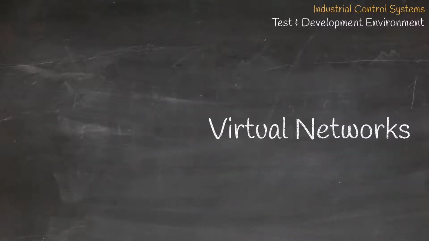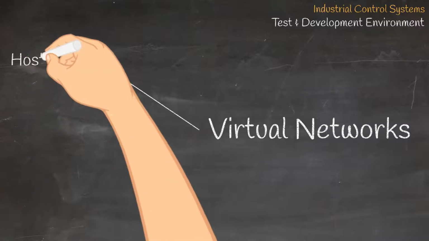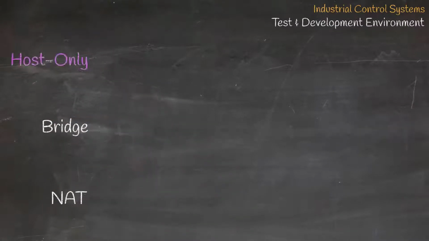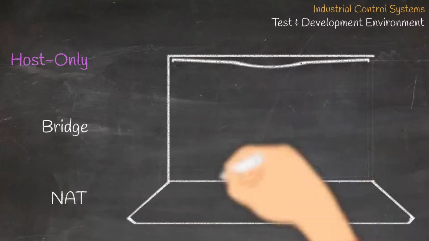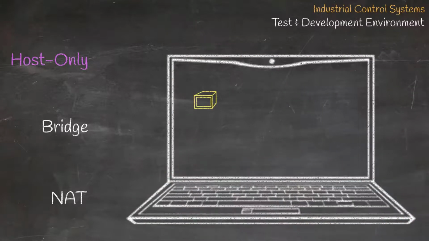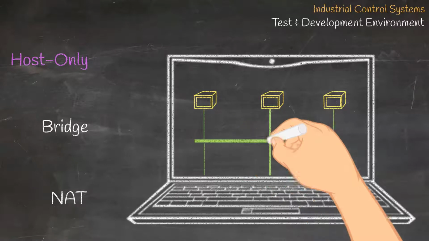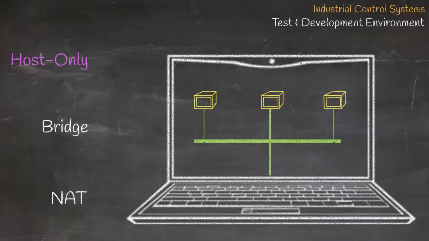I will cover 3 types of virtual networks: host-only, bridge, and NAT. As the name tells us, this network is intended to provide a communication path between the host machine and the virtual machines. However, when running multiple virtual machines, a host-only network will also provide connectivity between those machines. This is the network I use to keep virtual machines segregated from local networks and the Internet.